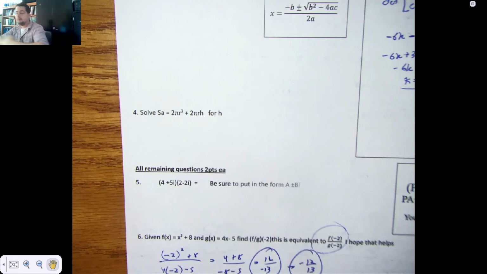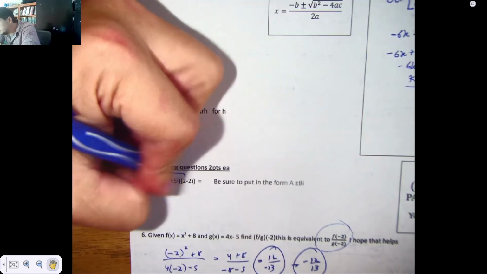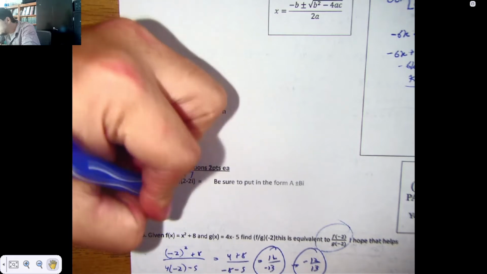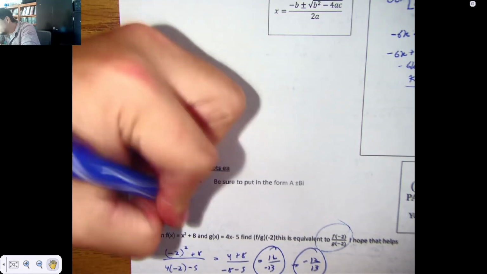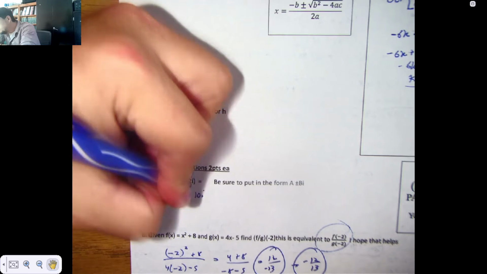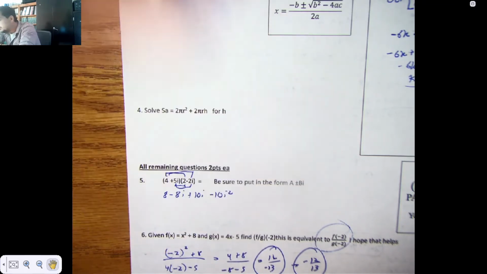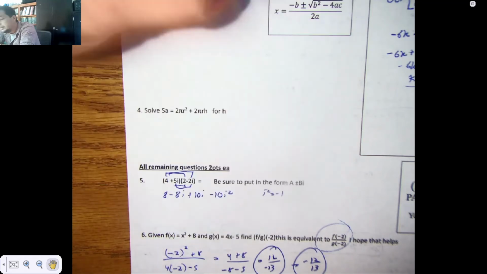Number 5 is the foiling problem. 4 times 2 is 8. 4 times negative 2i is minus 8i. 5i times 2 is 10i. 5i times negative 2i is negative 10i squared. You do have to remember that i squared is negative 1.